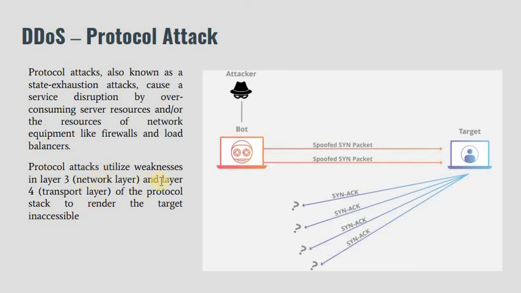Protocol attacks utilize weaknesses in layer 3, the network layer, and layer 4, the transport layer of the protocol stack, to render the target inaccessible. Finally, the target is exhausted because all these SYN-ACK packets have to be sent to multiple users, and at one point it is no longer able to send any more SYN-ACK packets. The target thinks all these requests are coming from different users, so there is no point of attack observed by the target end.